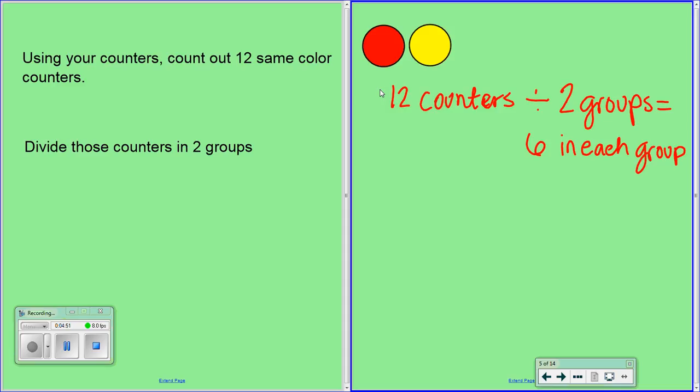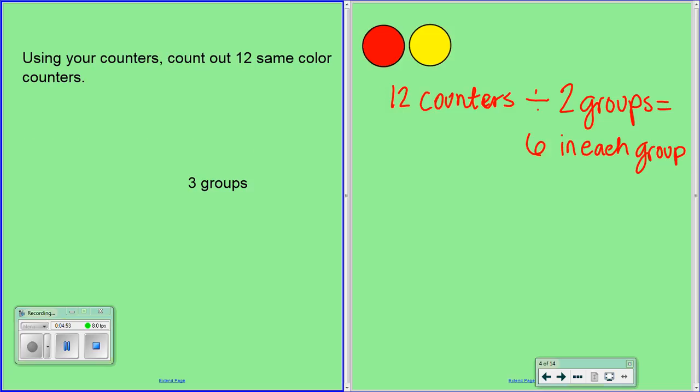Alright, now divide those counters into 3 groups. How are you going to do that? So the strategy that I like for when you're doing different groups more than just two, because I think most of you, Sam, that's 4 groups. You need 3 groups.